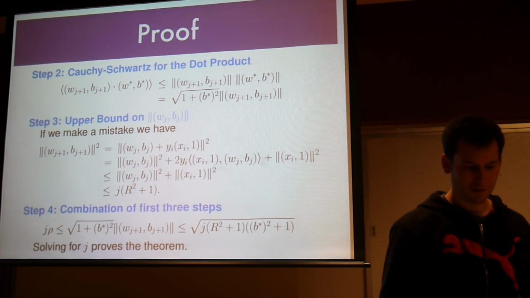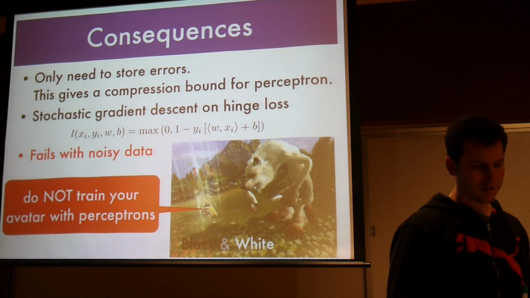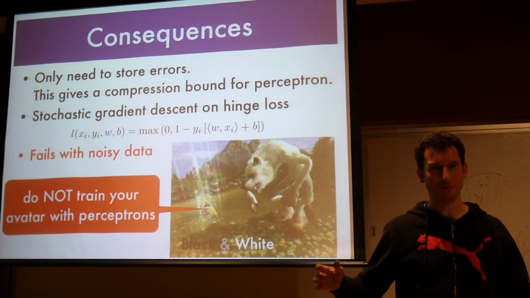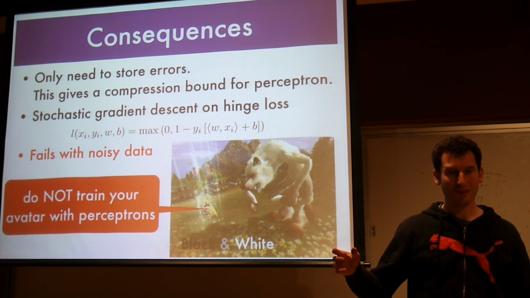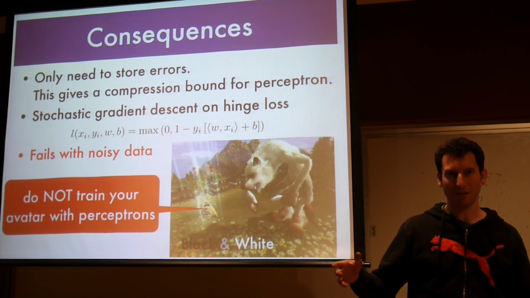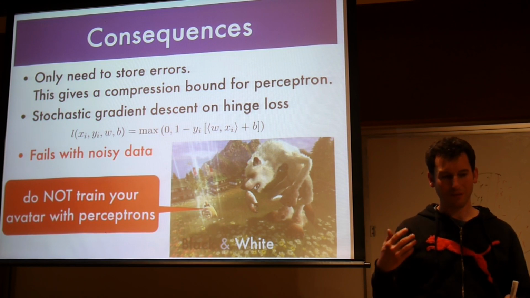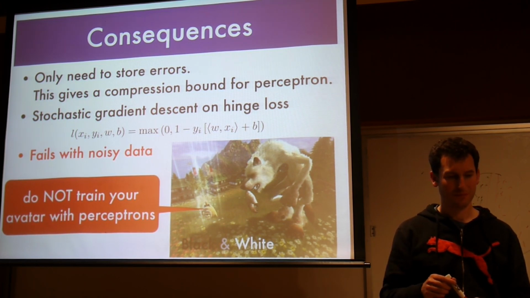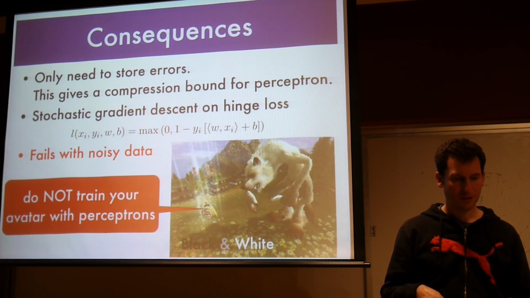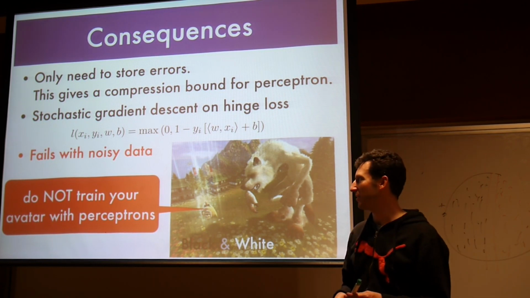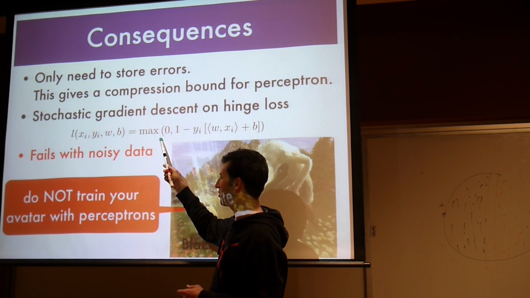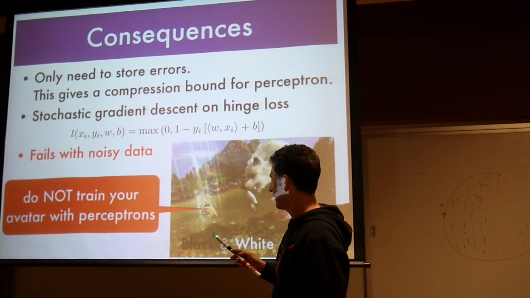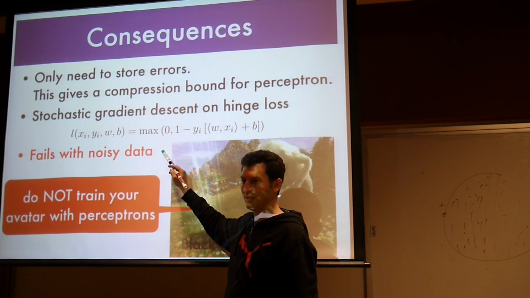Okay. Now, the cool thing is, you only really need to store errors, right? So this gives us a really nice compression bound. Because you can show that you could throw out everything from the data except just the errors. And it basically means that we're actually doing stochastic gradient descent, which I'm going to explain in a moment, or hinge loss. Now, a big warning. This thing goes badly wrong if the data is not separable.